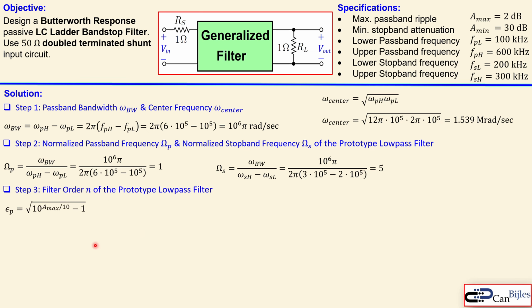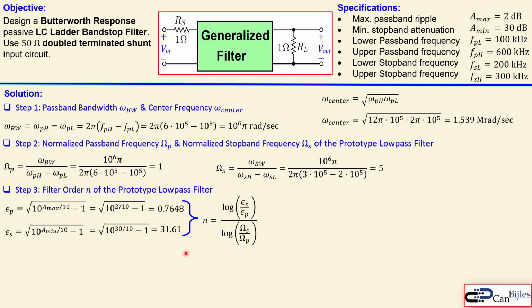Now step 3 is the filter order of the prototype low pass filter. For that we need the epsilon P related to the A max, which is the passband ripple. We know it is 2, so we can substitute that. You get now 0.7648, I must say. For epsilon S, we use the A minimum, and you substitute now this 30, and you get now 31.61. Now together, we can now calculate the filter order for this low pass filter configuration.